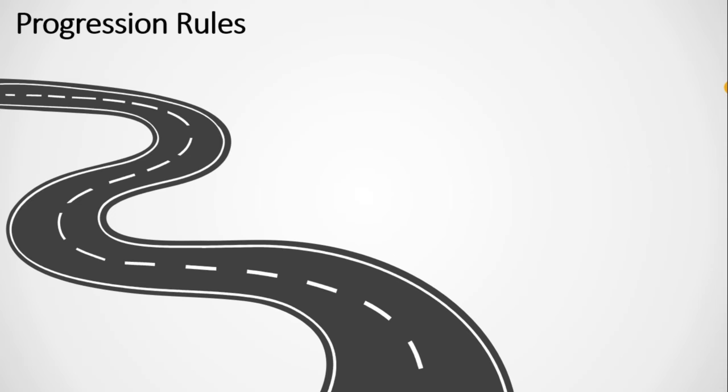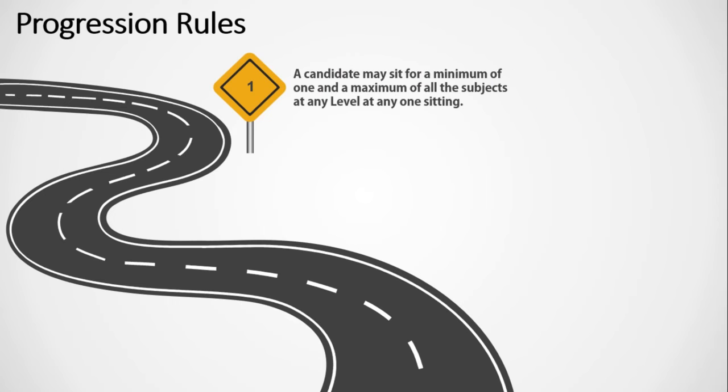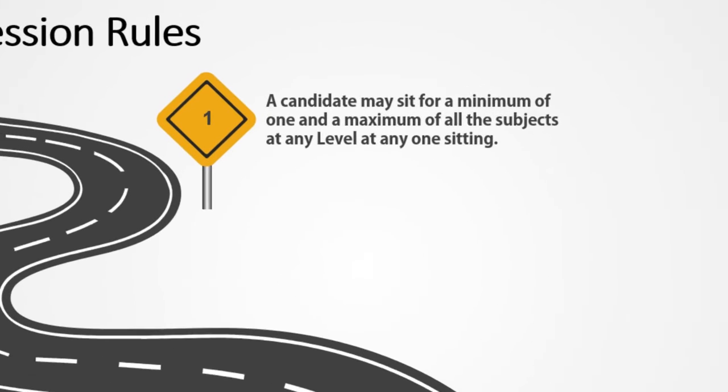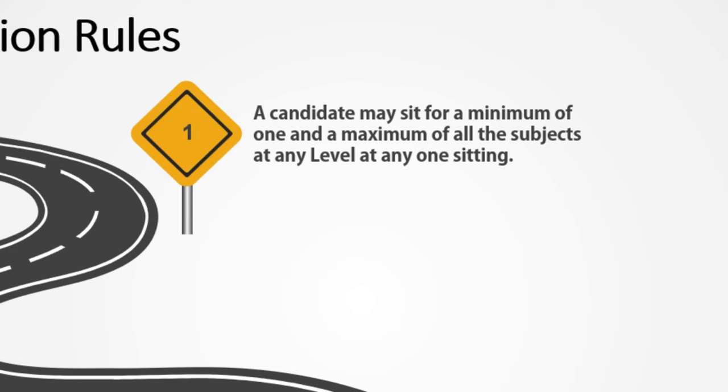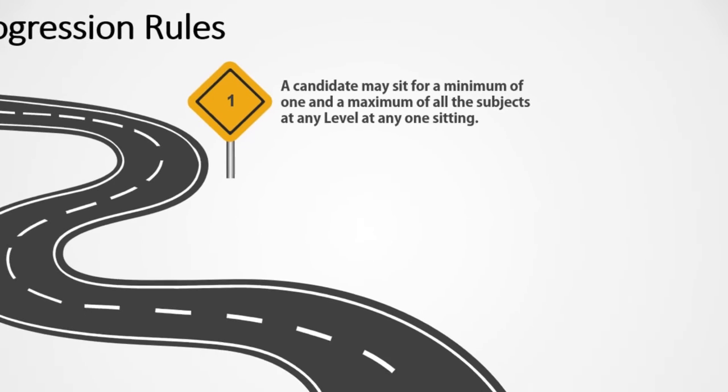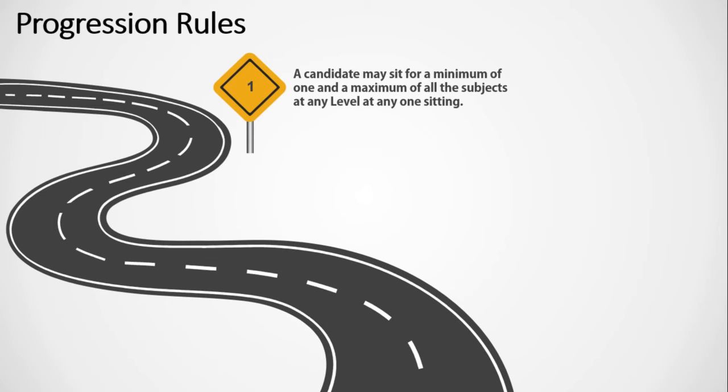Next, we move into the progression rules, and of course there are several progression rules you need to appreciate here. Number 1, a candidate may sit for a minimum of 1 and a maximum of all the subjects at any level at any one sitting. So you have to sit for at least one paper, and if you're to sit for all of them, you can sit for all the papers at a particular sitting.